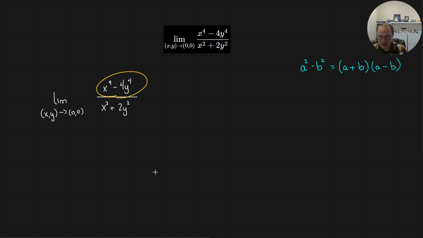And I notice that's what I have up here. X to the fourth is x squared squared. Here, let me write it this way. X squared squared. And then 4y to the fourth, that's 2y squared squared. Okay, it's a difference of two squares, which means I can factor them using this difference of squares formula.